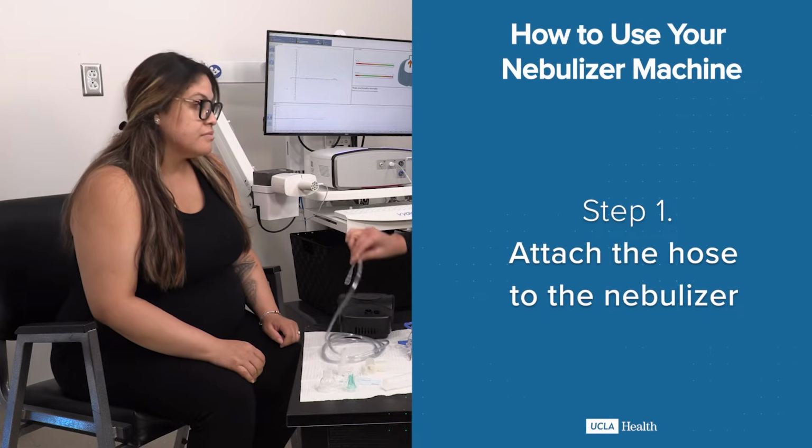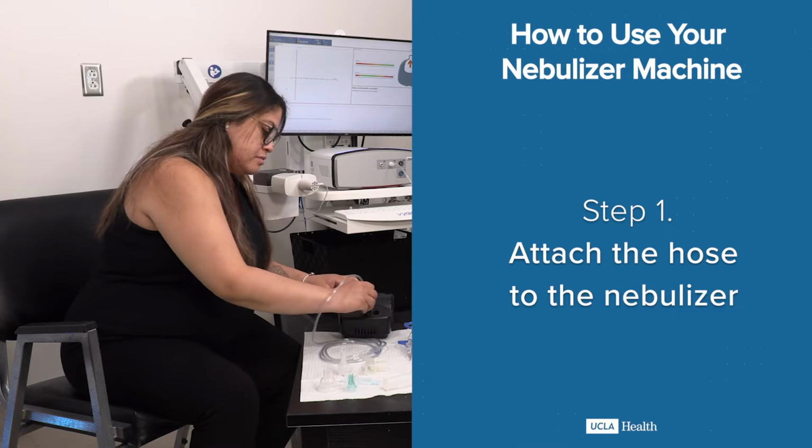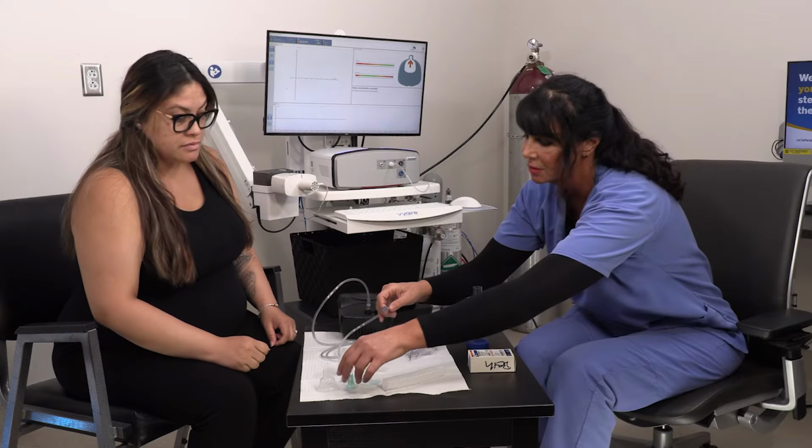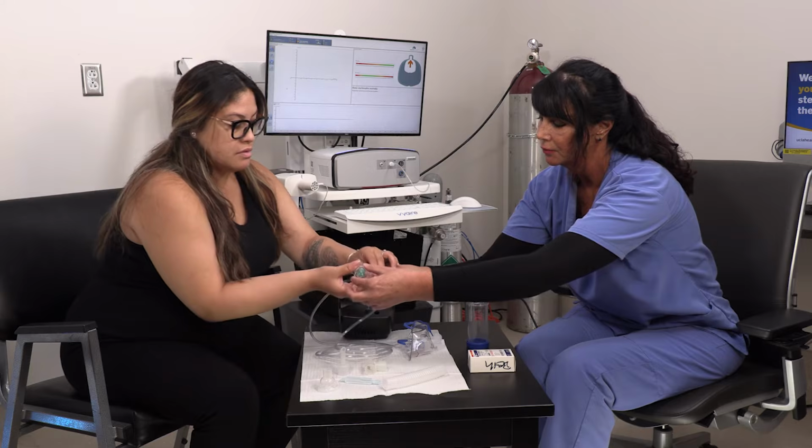Step 1. Attach the hosing to the nebulizer machine and mouthpiece and plug in the nebulizer. The nebulizer works by turning a liquid medication into a mist that is then inhaled into your lungs.